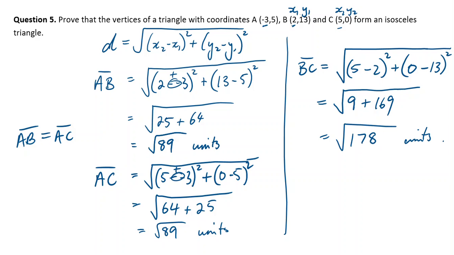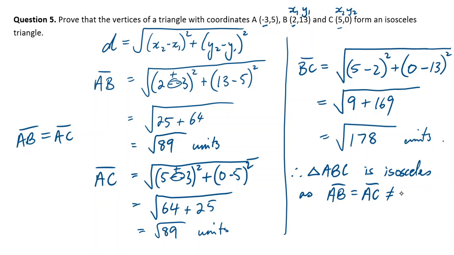So because that's different, we might even say, therefore, triangle ABC is isosceles as AB is equal to AC, but it's not equal to BC. Or simply that you've got two sides of the same length and one that's different.